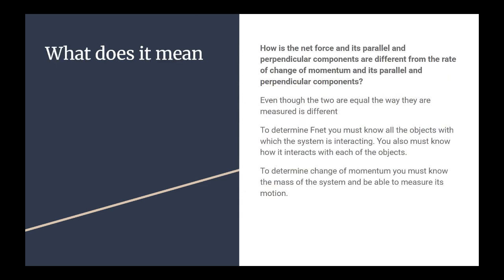How is the net force and its parallel and perpendicular components different from the rate of change of momentum in its parallel and perpendicular components? Even though the two are equal, the way they are measured is different. To determine F net, you must know all the objects within the system which are interacting. You also must know how it interacts with each of the objects. To determine change of momentum, you must know the mass of the system and be able to measure its motion.